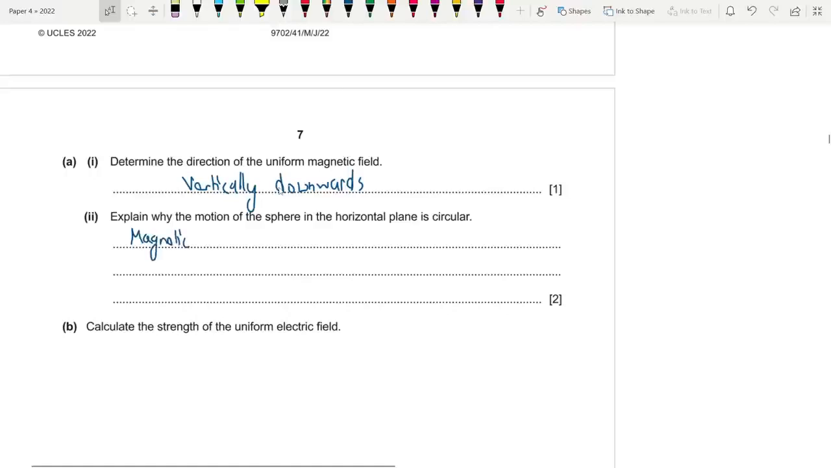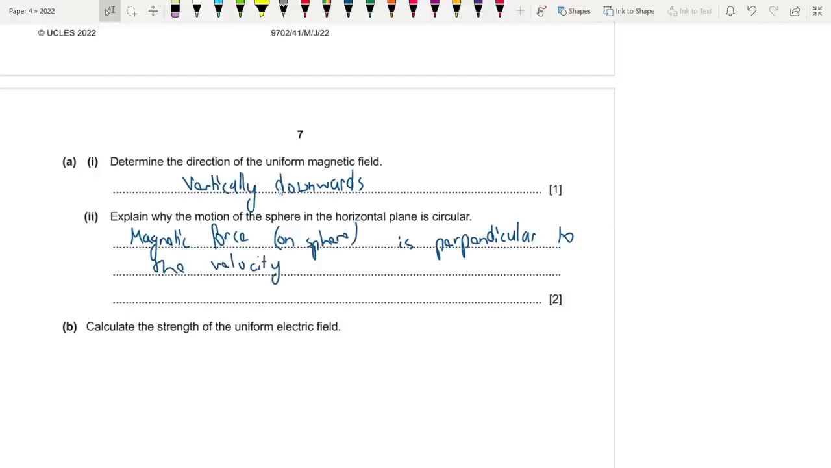So the magnetic force on the sphere is perpendicular to the velocity, to its velocity. We get 1 mark for that.